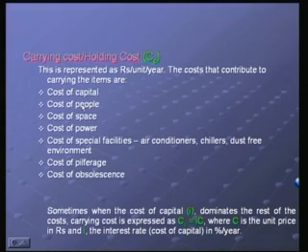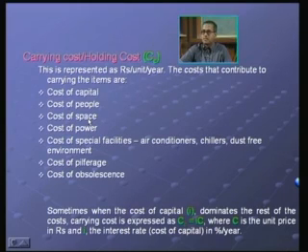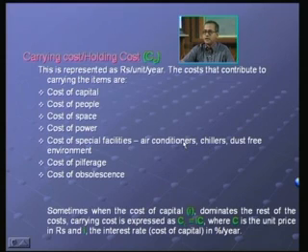Cost of people. The items that have to be carried are stored in warehouses, and we require people to handle and to control these warehouses. Cost of space. Now, we require space to carry these items, and we pay rent and we incur other costs associated with space. There is also the cost of power, which is needed to maintain the warehouse. In addition, we might require some very special facilities such as air conditioning, chillers, and dust free environment for certain items, and therefore the cost of carrying such items increases.